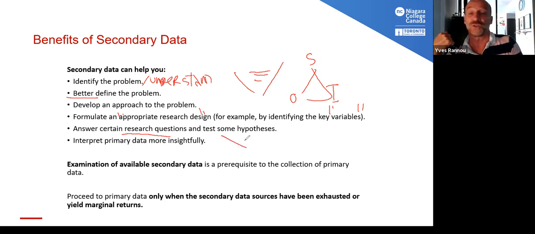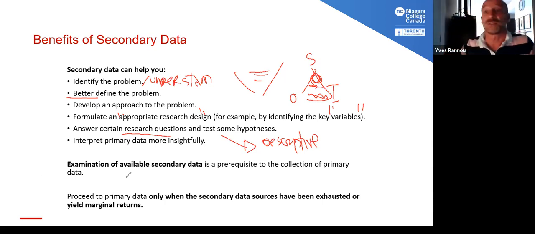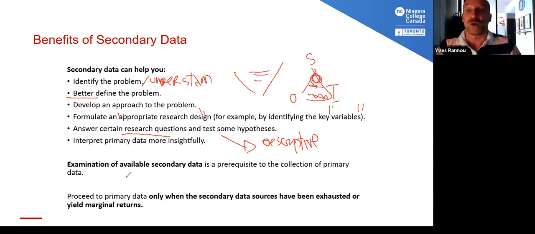So at this point, when we're going more about our descriptive, we're a bit more down the funnel. We're kind of here, right? But we're still here for us. Interpret primary data more insightfully. So knowing mental health and reading about mental health, reading about consumer preferences, reading about jeans, that will help you to also know what do I need to look for in my CRM data, in my marketing data, in my customer data?